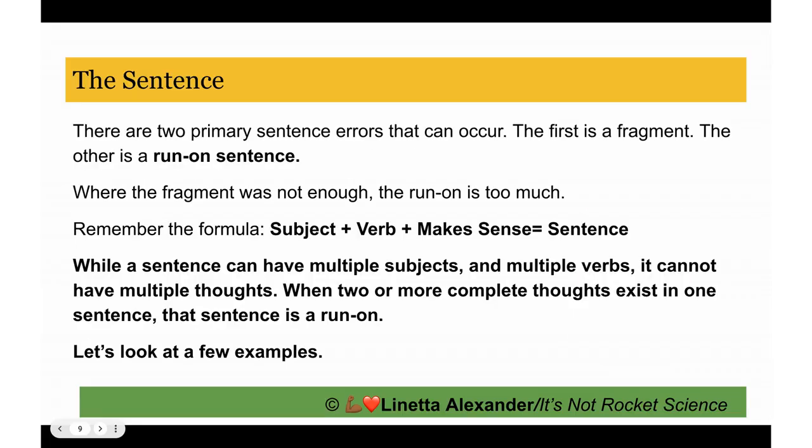Now, there's another sentence error that we need to talk about, and that's called a run-on sentence. Where the fragment was not enough, the run-on is too much. So, again, remember that formula. You'll probably be saying this in your sleep after this video, and that'll be great. Subject plus verb plus make sense equals a sentence. While a sentence can have multiple subjects and multiple verbs, that's called a compound subject, compound predicate, it cannot have multiple thoughts. When two or more complete thoughts exist in one sentence, that sentence is a run-on.